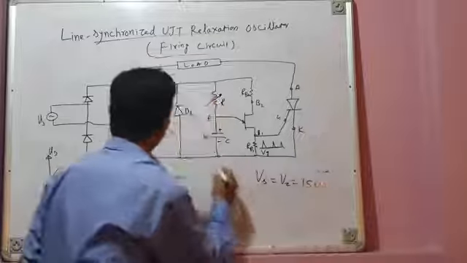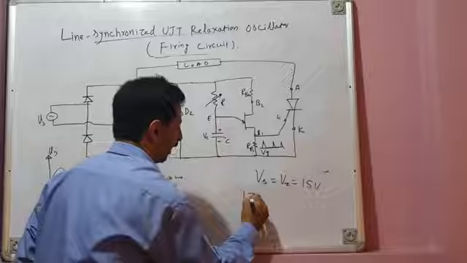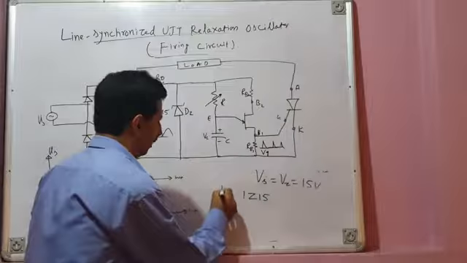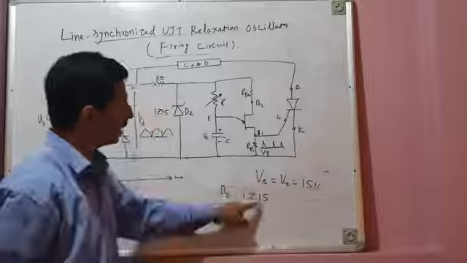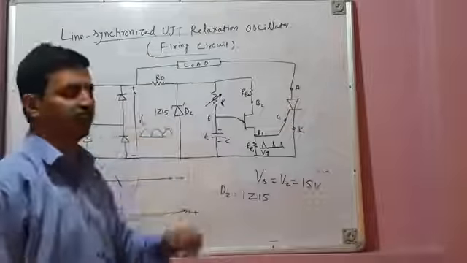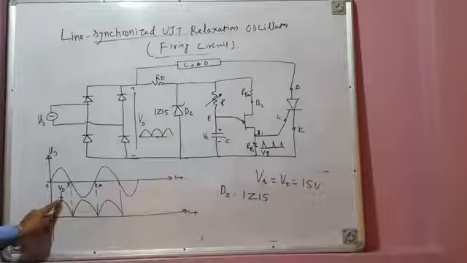Let us suppose that supply voltage, which is the same as Zener voltage, is 15 volts. When you use this Zener diode, which is commercially available in the market, this is the serial number of the Zener diode. DZ means Zener diode, 1Z15. This 15 means it clips the voltage at 15 volts. This is your rectifier output voltage.